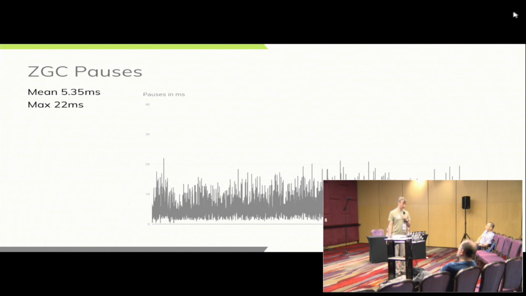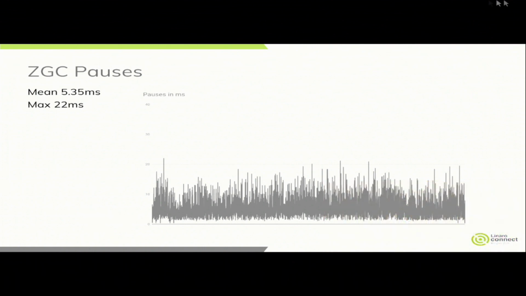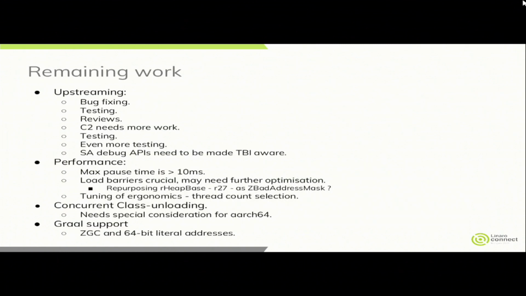And ZGC is better in terms of max, 22 milliseconds as opposed to 34 before. Not quite 10 milliseconds, which is the goal, but it's certainly looking promising just now. Shenandoah and ZGC might be more comparable if I'd done more runs. Maybe there was a spike here and there, but it looks okay.